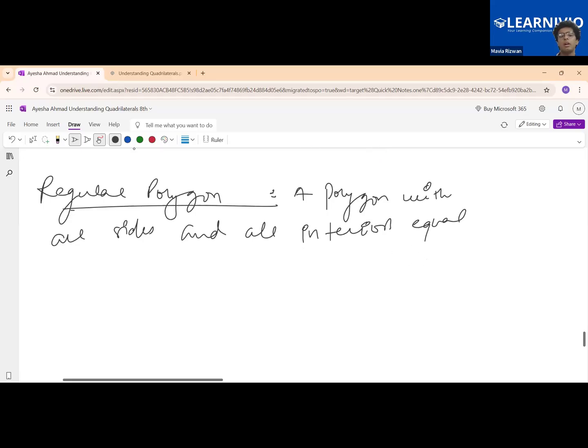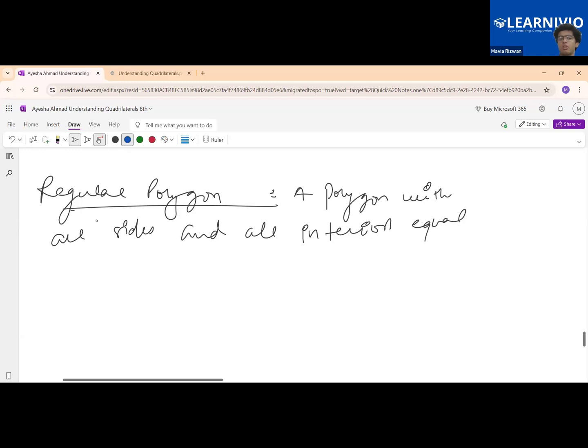Okay. Now the next is, Ayesha, can you tell me what is a regular polygon for quadrilaterals? Is there a special name for a regular quadrilateral? Do you have any idea what that is? Square. Yes, we call it a square. For a quadrilateral, the regular quadrilateral is a square.